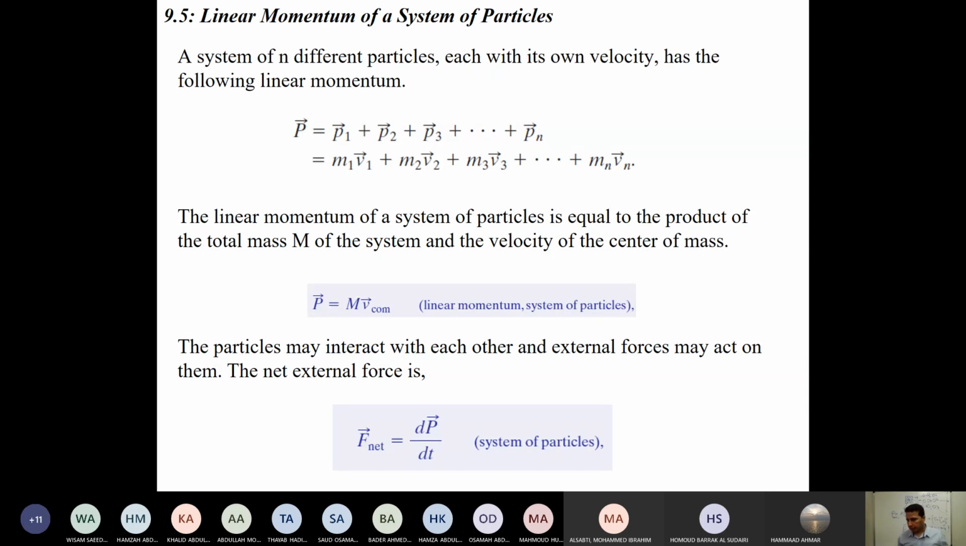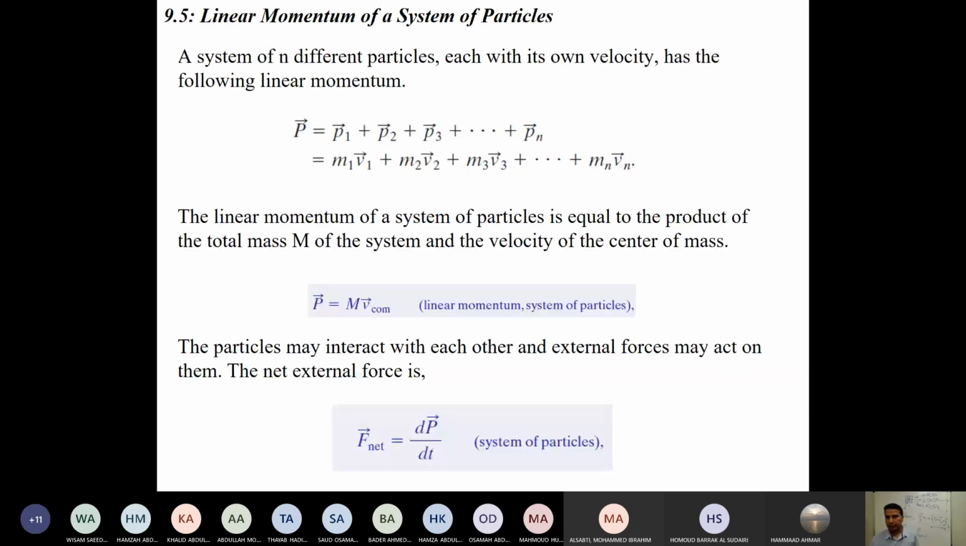But for now, what you need to understand is that if the system of particles was coming in with some speed and somehow exploded, each particle can have a different velocity, but when you add the momentum of all of the particles, it will be exactly the same as the initial momentum at which the system was coming in. Okay?